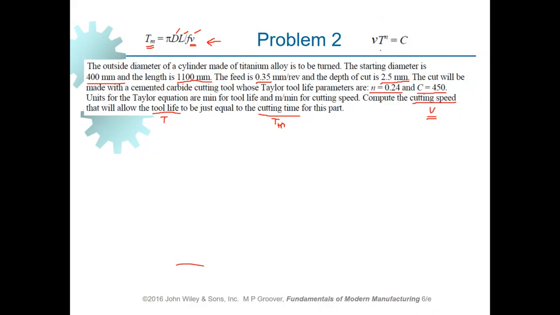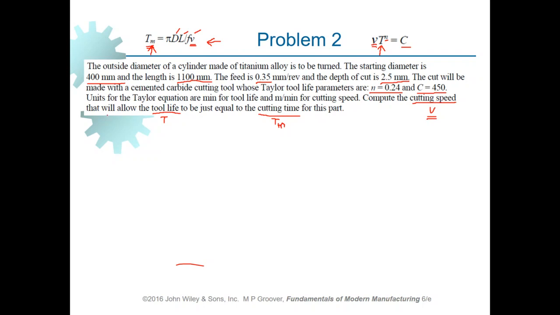Let's take a look at the other equation, Taylor's tool life equation. The value of n is given, the value of C is given. V, which is the cutting speed, is of course what is to be computed, and the value of T is not given. So we do not know the value of T. We do not know the value of TM. But there is something which is mentioned in the statement of the problem.